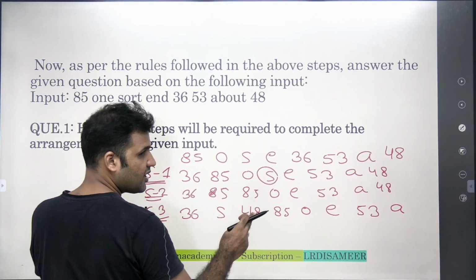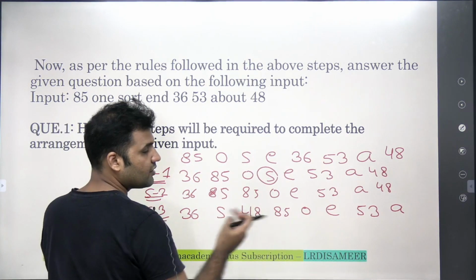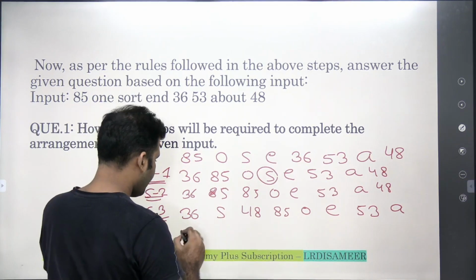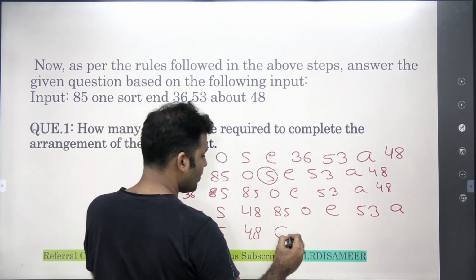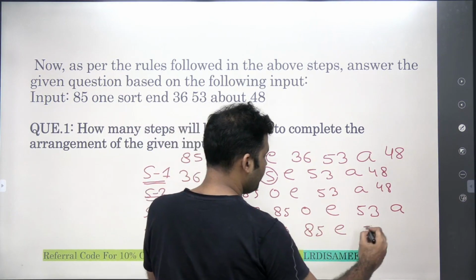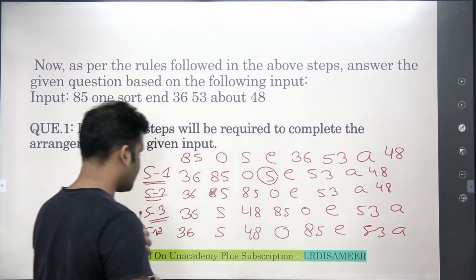Once our number has been arranged, in the next step, you need to move the word. So the next word that you need to move is O, that is 85, E, 53, and A. Okay, this is step 4.